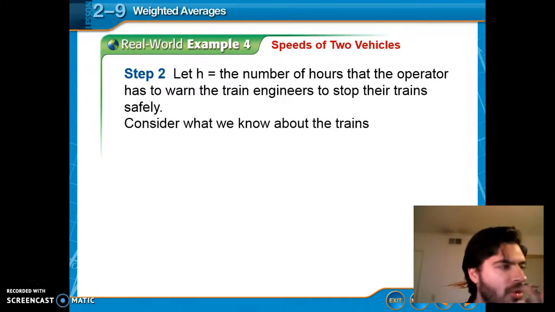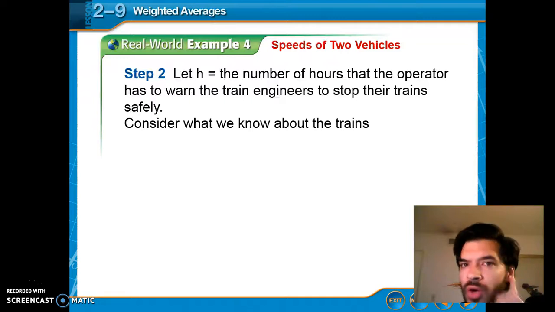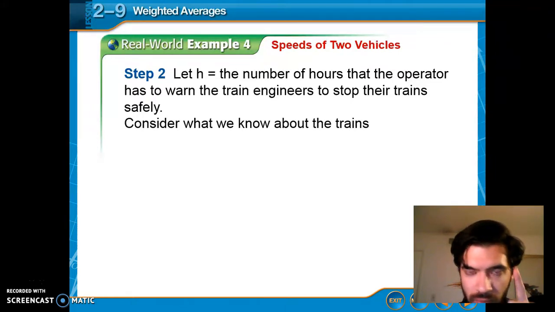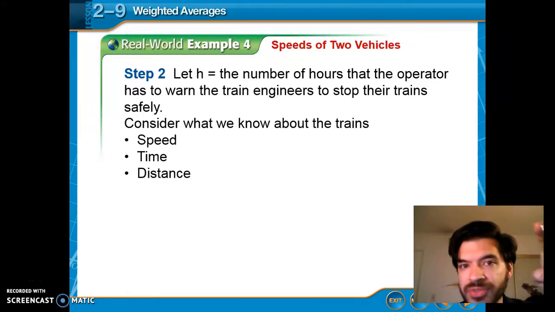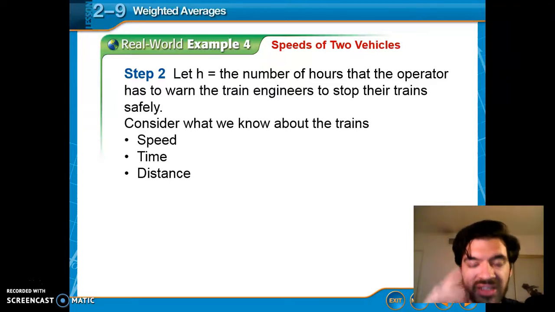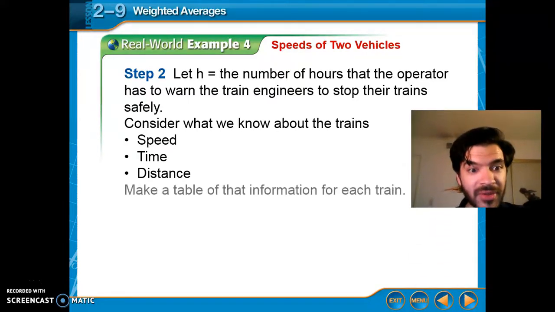Let's also think about what we know about the trains. What are some important things that we know about these trains? We should know things about the speed, time, and distance. The three things necessary for the distance formula. D equals RT. So, let's together make another table.